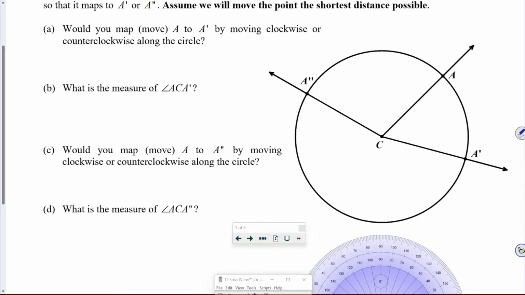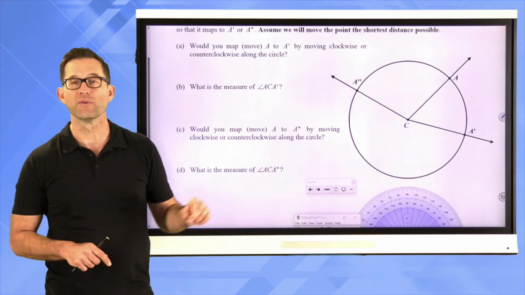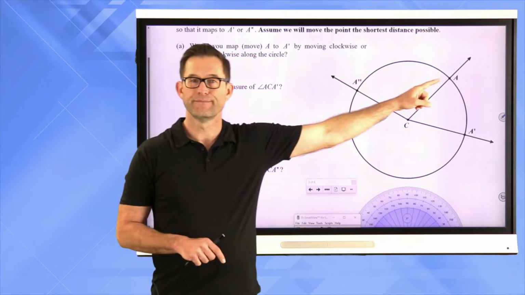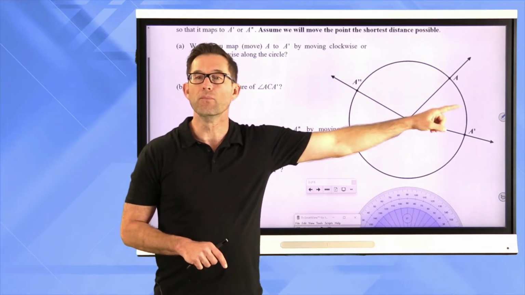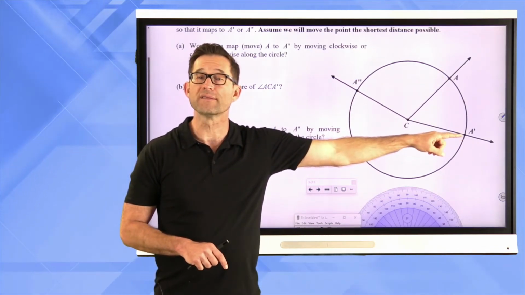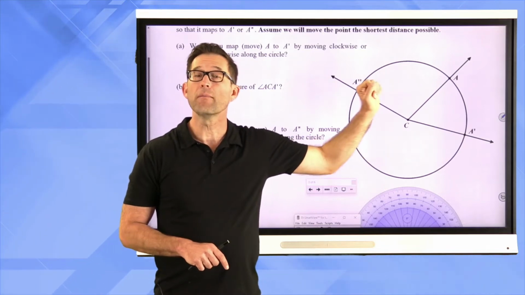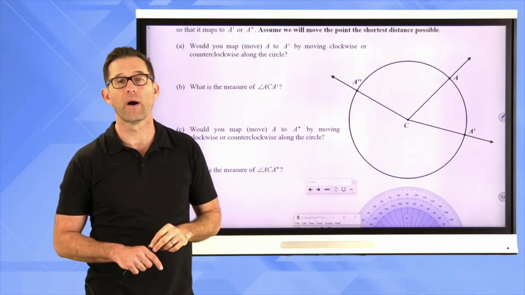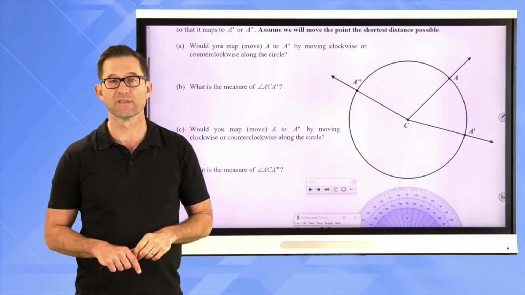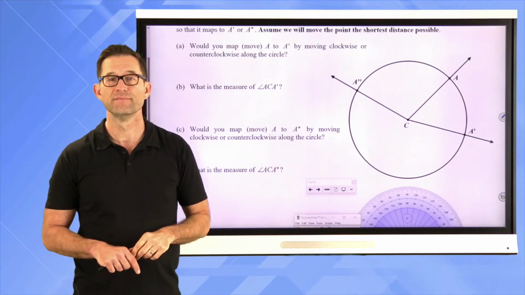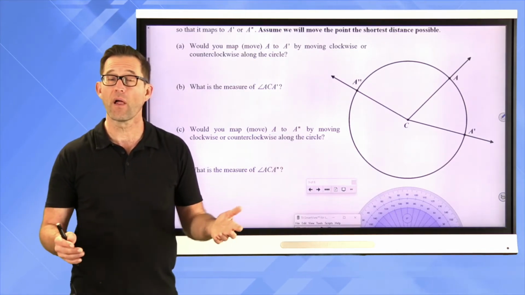Would you map, move A to A prime, moving clockwise or counterclockwise along the circle? All right, so in other words, if I'm taking A and I want to move it along this circle so that it lands at A prime, would I move it clockwise or counterclockwise if I'm going the shortest distance possible? Well, I'll move it clockwise, right?